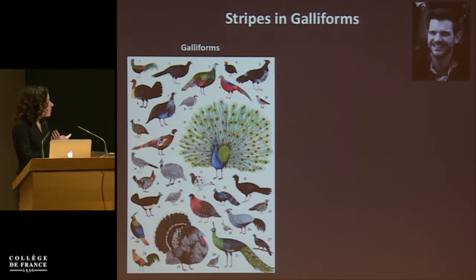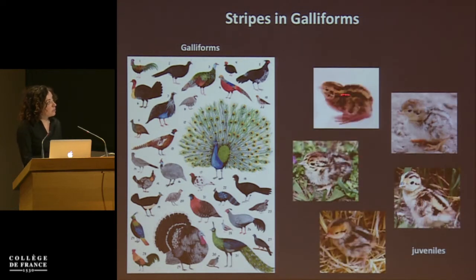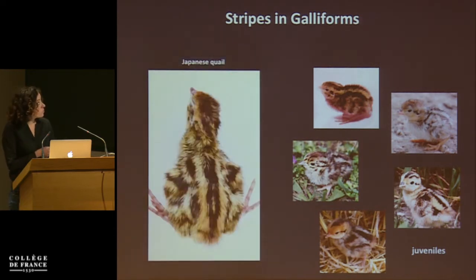And what's interesting with these guys is that when they are just born, as chicks, as juveniles, they display a striped pattern along the dorsum. So you can see several of these species here. And if we choose one, the Japanese quail, you can see that there's an alternance of longitudinal stripes, black and yellow stripes, across the surface of the dorsum.